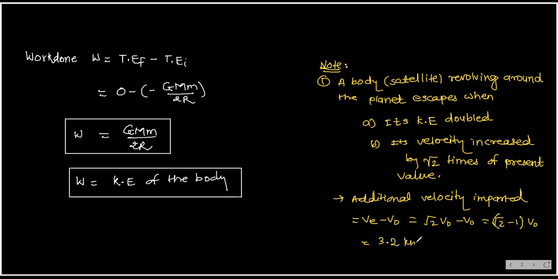which is nearly equal to 3.2 kilometer per second. Because the root 2 value is 1.414, minus 1 means 0.414 into the V naught value, the orbital velocity value. If you multiply with this, you get this 3.2 kilometer per second, which is nearly 3.2, we can say. Understood? So note down this.